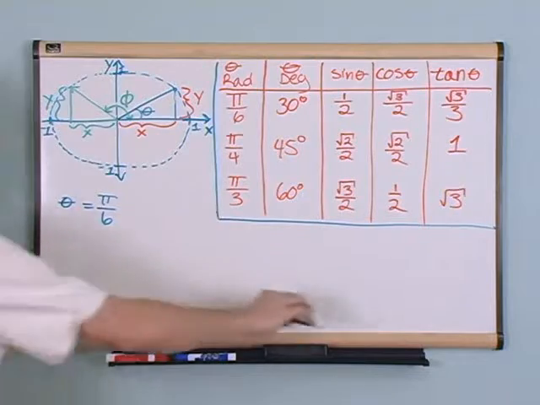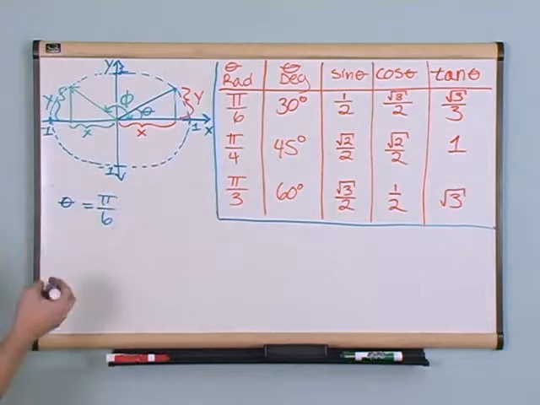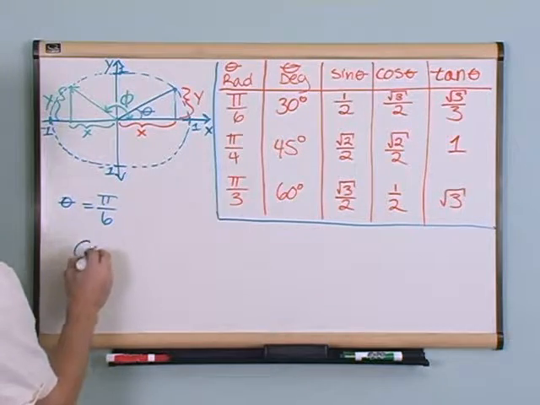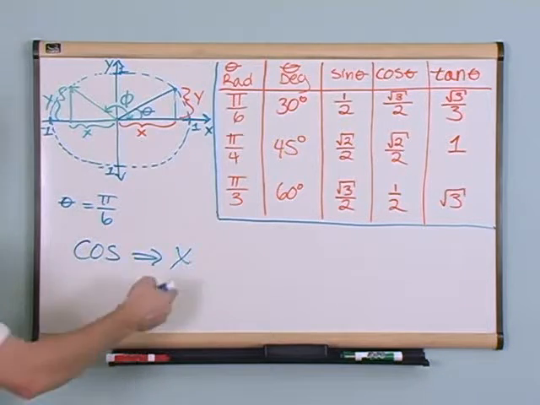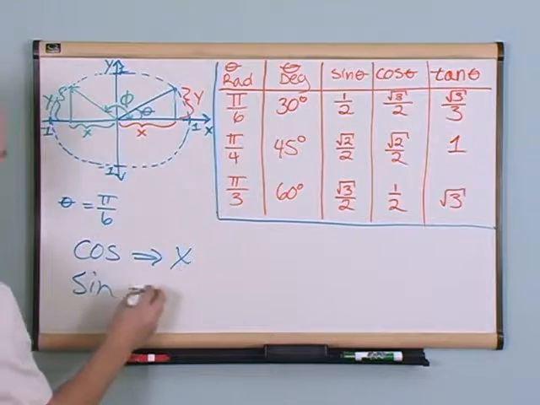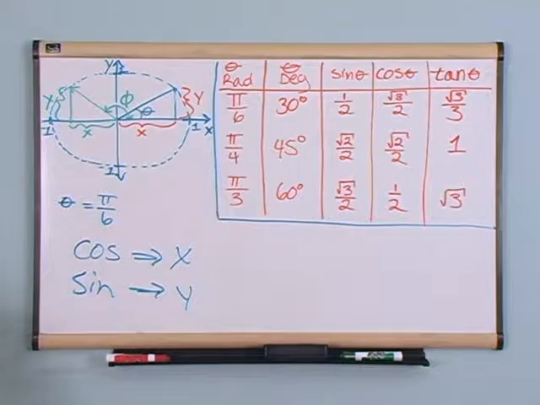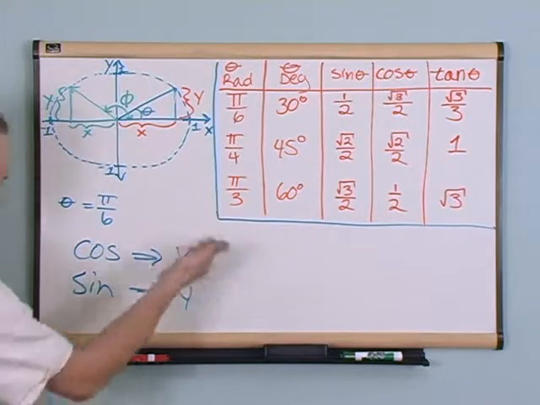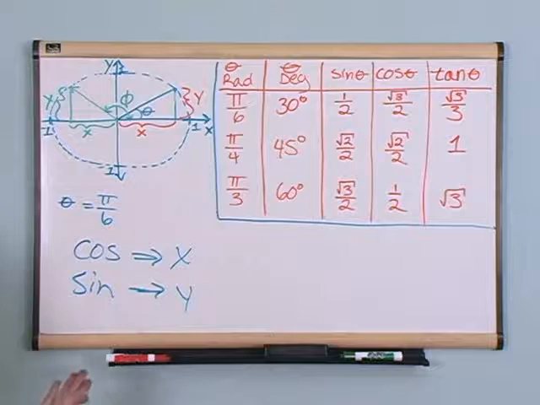So just to remind you, this is something else you need to memorize. Cosine involves x. That's what I told you before. Sine involves y. In fact, it more than involves it. That's exactly what it's equal to.